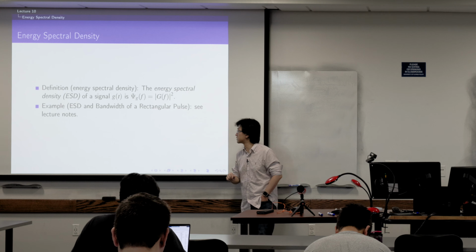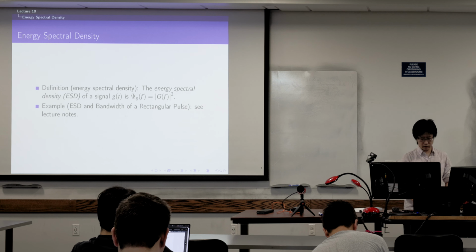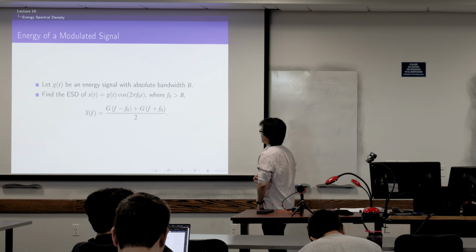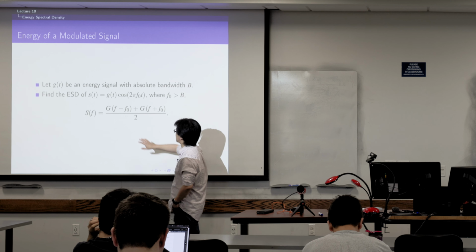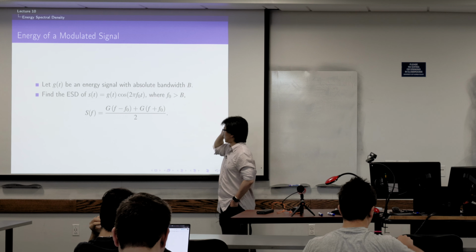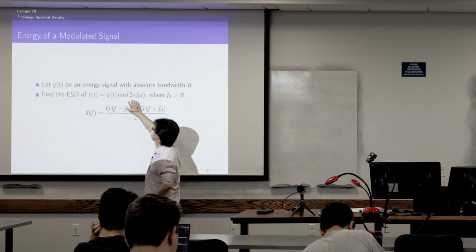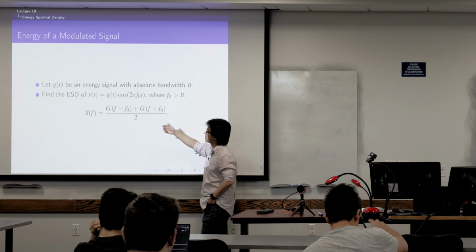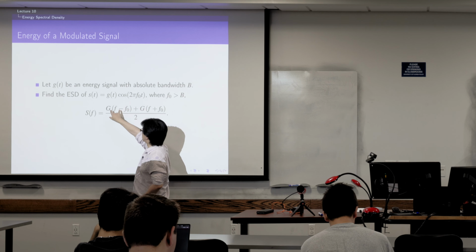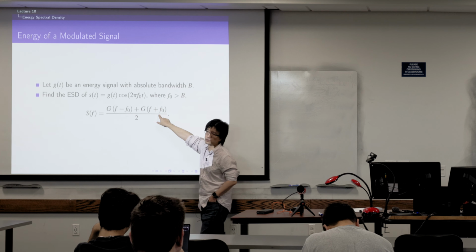Okay, and we give a particular example of how we compute this ESD. You can see the lecture notes for the details. Then we'll give another example. Let's consider a modulated signal, which is given by that. This is what you have in your lab 2. We call that a modulated signal because in the frequency domain, what we have is two shifted versions of the original signal, one on the right and the other on the left.